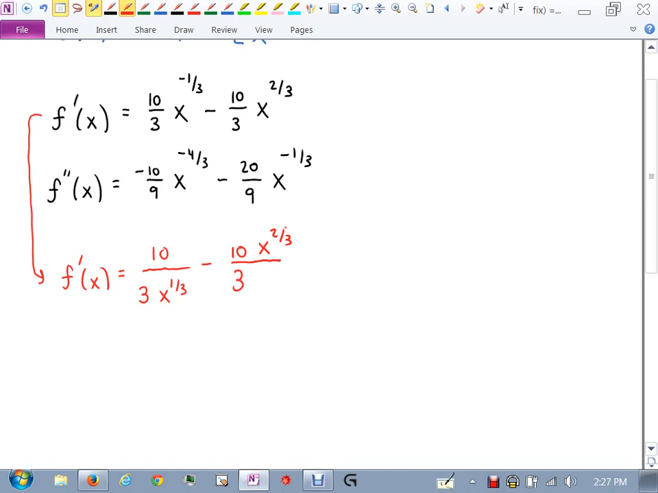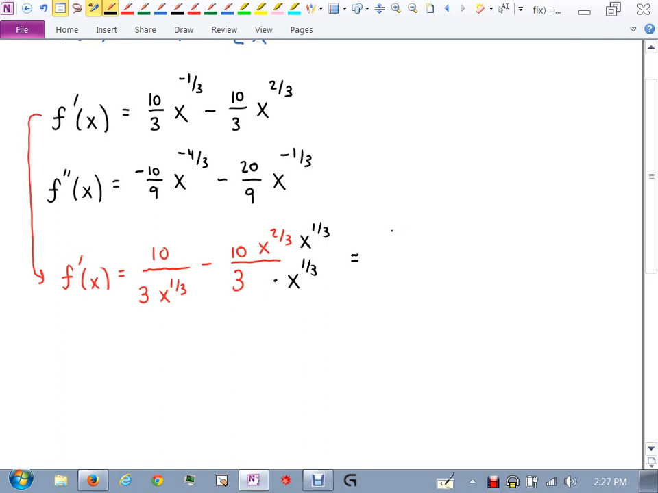Whenever I have derivatives and I'm going to set them to 0 and start messing with them, I always like to get a common denominator. So I'm going to need to introduce an x to the 1/3 here and here on this second fraction. Multiply by x to the 1/3 here, x to the 1/3 here. Y'all follow? Now I'll have a common denominator.